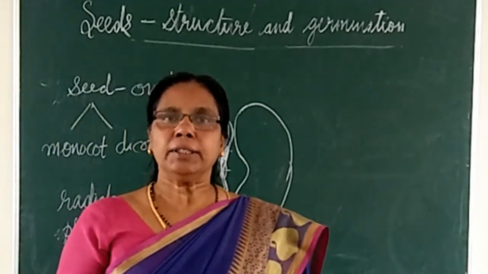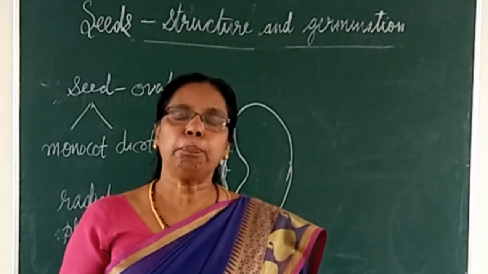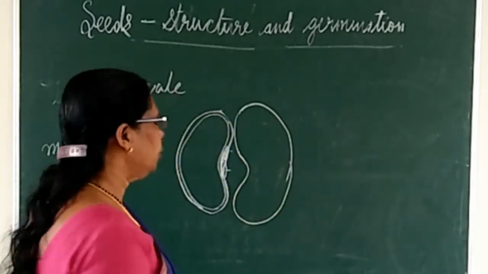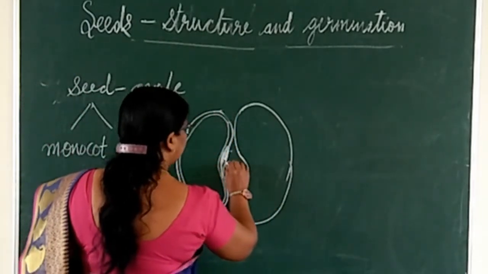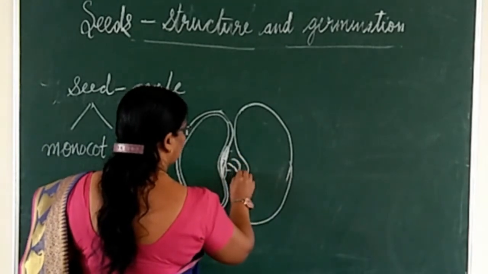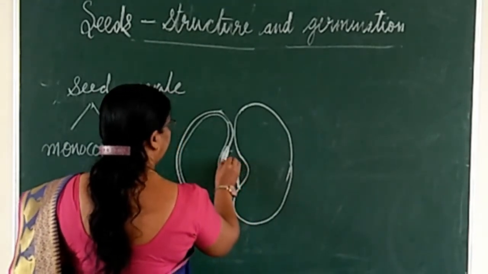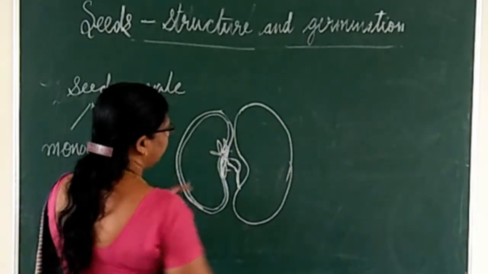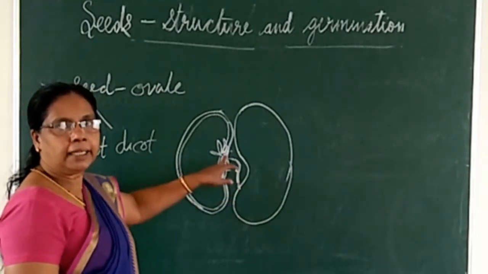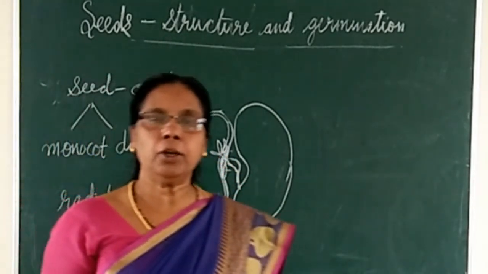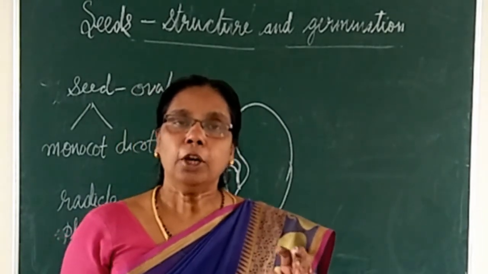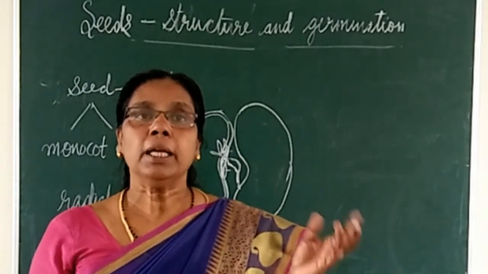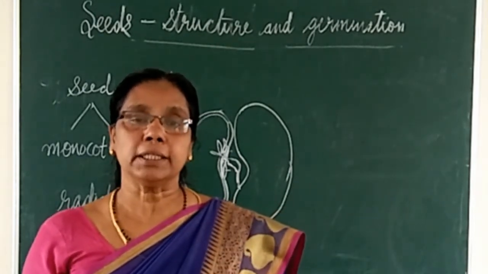The radicle grows and changes into roots, whereas the plumule becomes the shoot system, and the leaves will be forming from it. Here it will be attached, and this will be the radicle, and here a small leaf-like structure will be forming. This is the plumule. This is the radicle and this is the plumule. So the embryo inside the cotyledon consists of the plumule and the radicle. Plumule will change into the shoot system. Radicle will change into the root system.